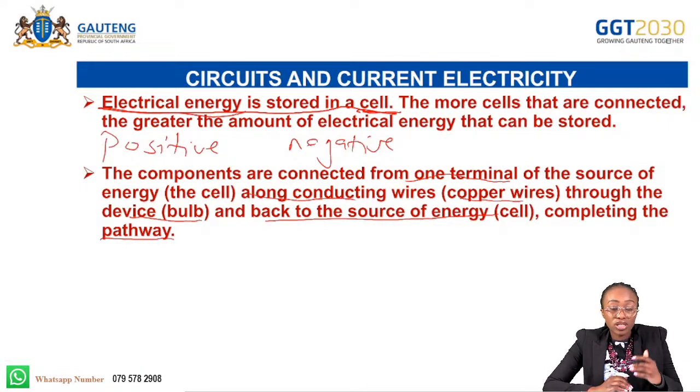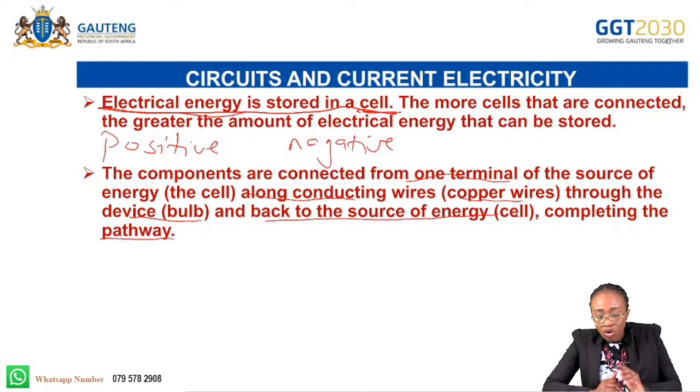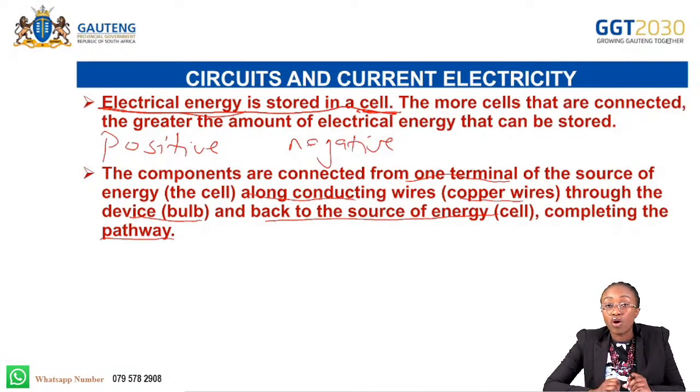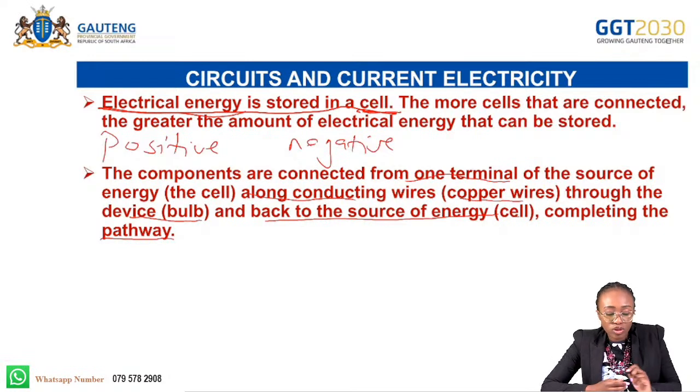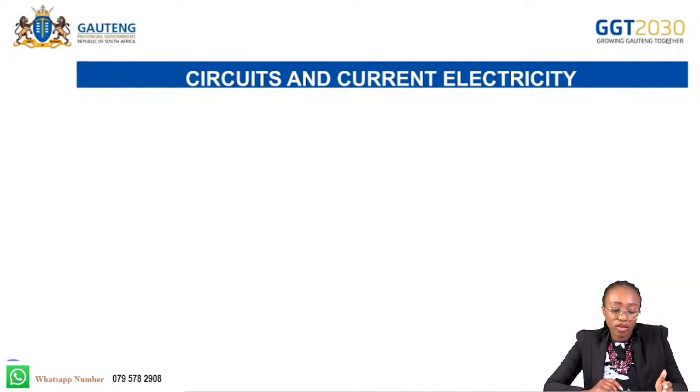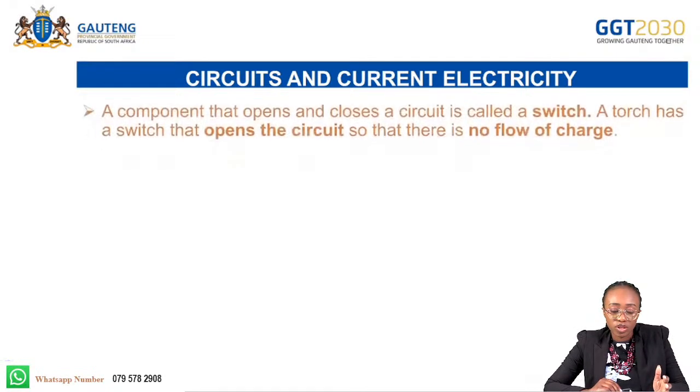So the components need to be connected from one terminal of the source of energy, which is the cell, along conducting wires, which are usually made of copper. You will see in the investigation that I'm going to use conducting wires that have crocodile clips on the end, and through the device, which is the bulb, and back to the source of energy, which is the second terminal, completing the pathway. The pathway must always be complete.